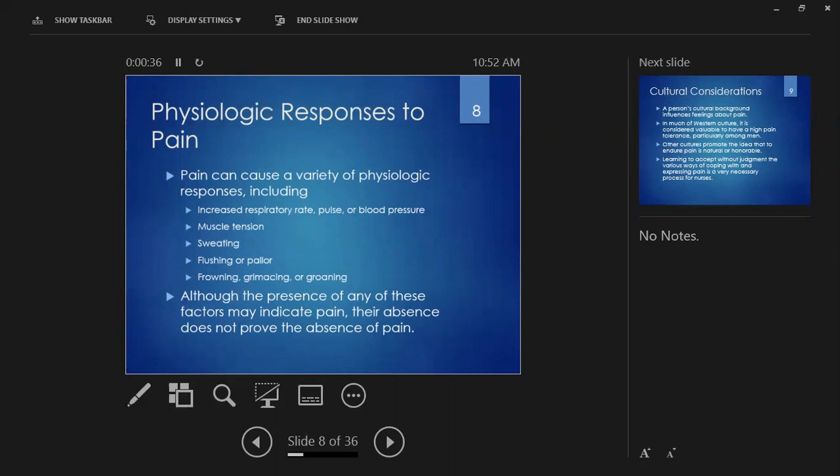Although the presence of any of these factors may indicate that the person is in pain, because they are absent does not prove that there is no pain. So just because they don't have a change in vital signs, or their muscles aren't tense, or they aren't sweating, or they're not pale, or they're not flushed, or they're not fussing, it doesn't mean they're not in pain. Okay?